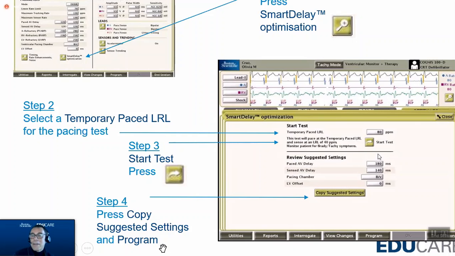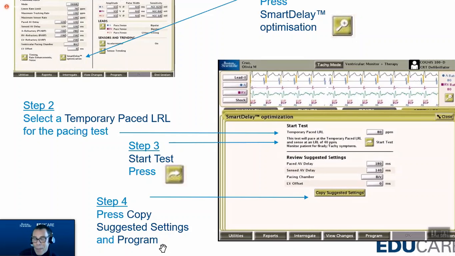And at the end of the test, you see the suggested settings. So the device will suggest the paced AV delay, the sensed AV delay, and the pacing chamber or chambers. And here you see BiV pacing. So if you agree with the suggestion, you push the button below and it will be automatically pushed in the normal settings. Then you just need to program. That's all you need to do.